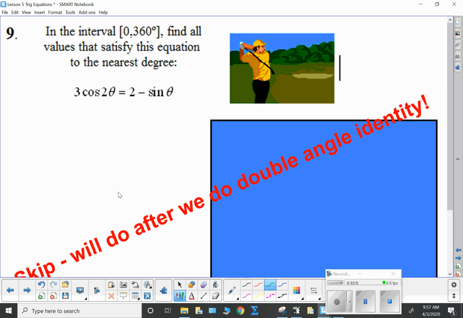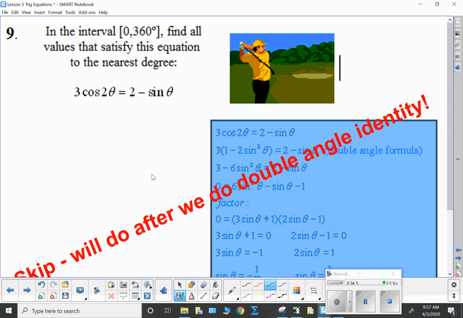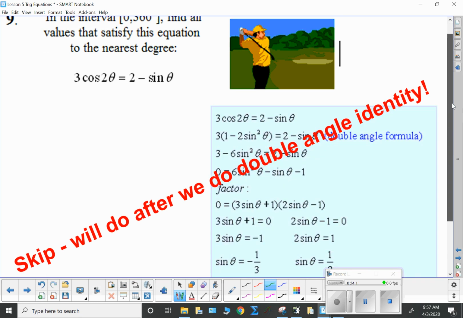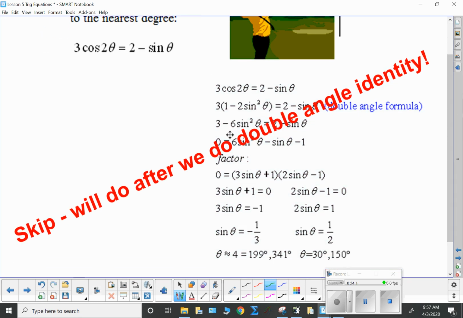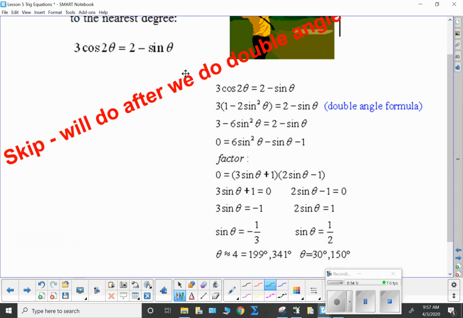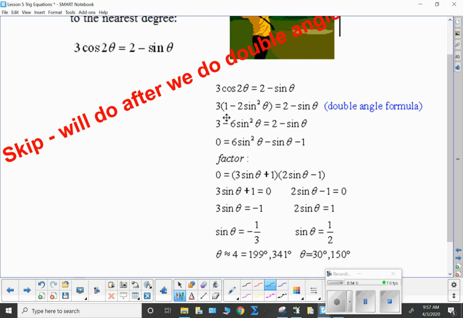Okay, this one we can't do. When you get to pre-calc, you will be able to do this. You can, after you understand how to do a double angle identity. I will uncover this so that if you choose to, you can pause the video and take a look, but it requires you to use the double angle identity over here so that you can get everything in terms of just theta, not 2 theta.